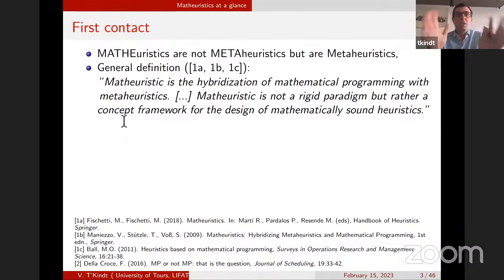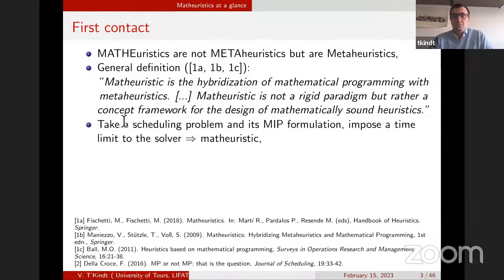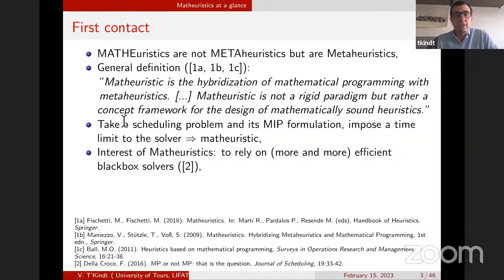There is not a unique framework for such algorithms, which means that basically, if you have a scheduling problem and an IP formulation, and you just run your solver within a given time limit, then you get to a Matheuristic. That's a very basic one, but it is a Matheuristic. For sure, we'll see something different in the remainder, but that's the starting point.